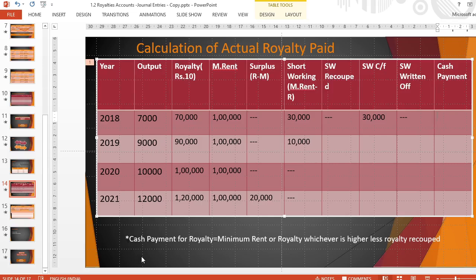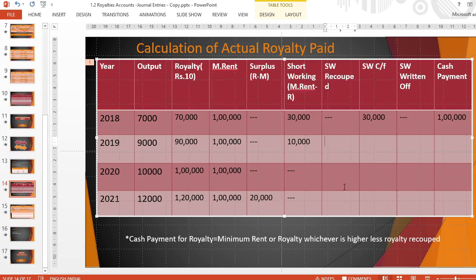So here formula is minimum rent or royalty whichever is higher. So here minimum rent 1 lakh, royalty 70,000, whichever is higher means minimum rent is higher, that is 1 lakh. Again the conditions continue here, less royalty recouped if any. So royalty recoupment is nil here. So 1 lakh minus 0, so the actual payment should be equal to 1 lakh.